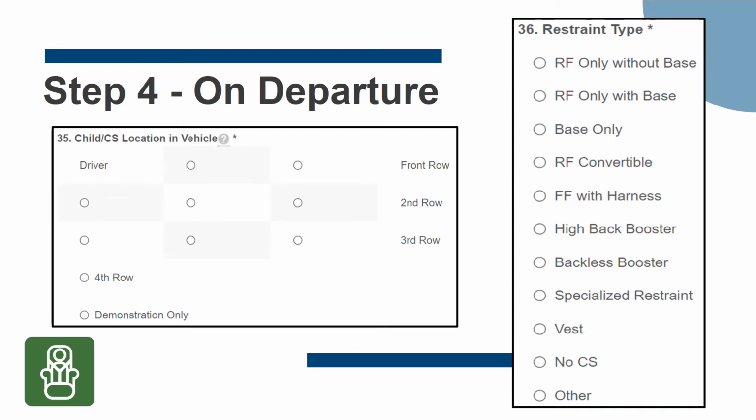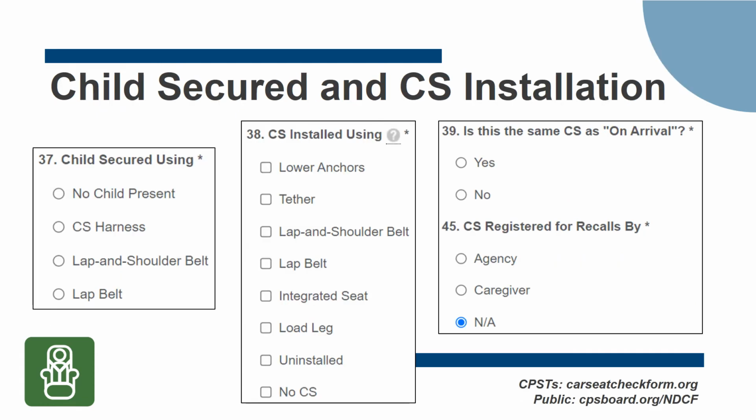Once all the corrections have been made and the caregiver has been educated on the proper use of their car seat, you can now identify where the child and car seat were located in the vehicle. If the caregiver did not have a vehicle and this was a demonstration only, please indicate that by selecting Demonstration Only. You'll then want to identify what general type of car seat the child was leaving in on departure. Document how the child was secured and how the car seat was installed in the vehicle. You can select as many of those options from that menu as you'd like.